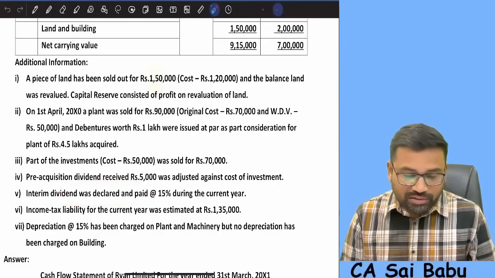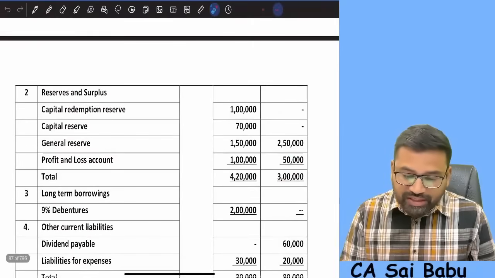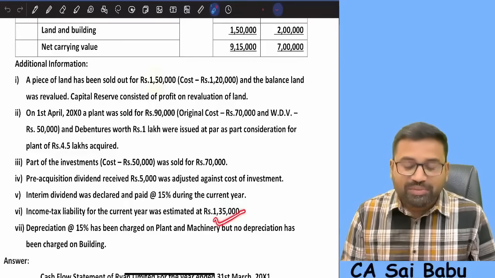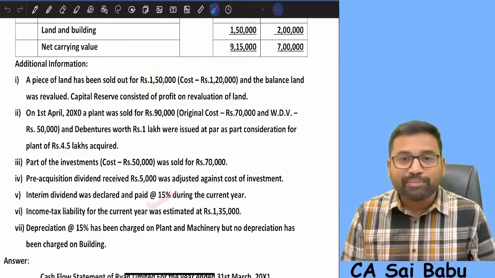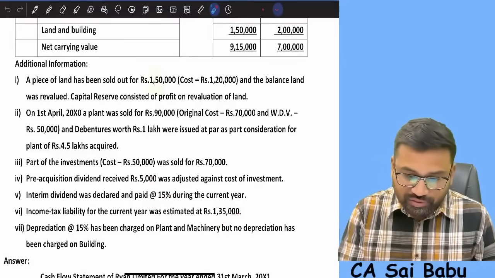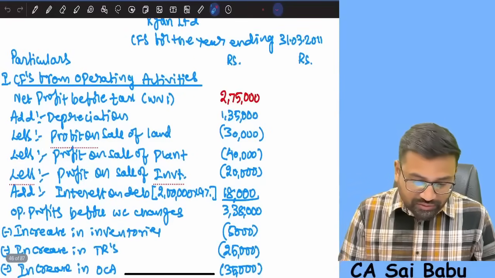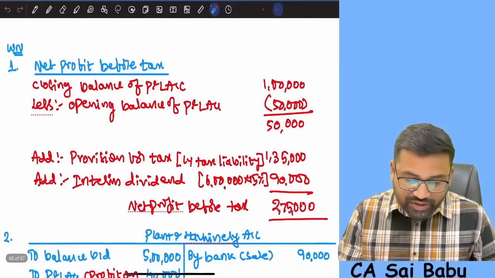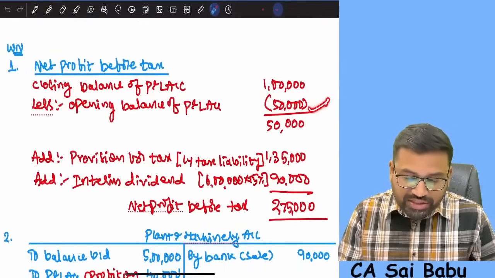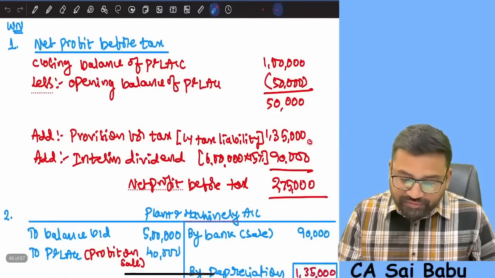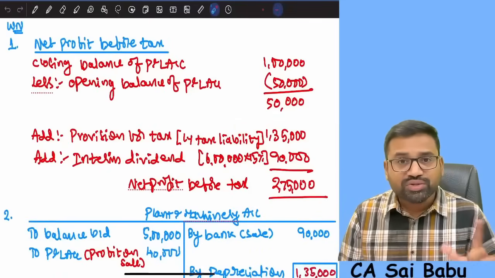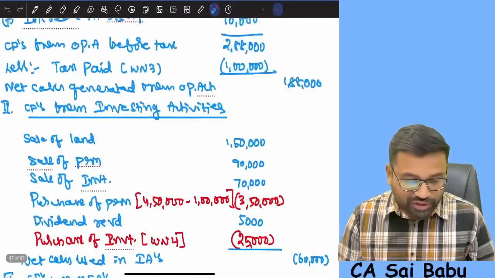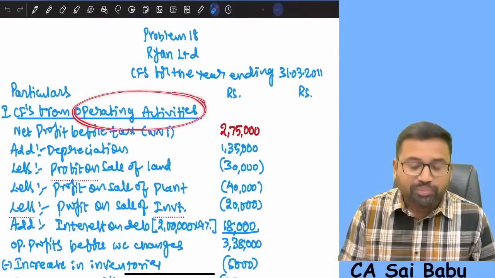So add back. In this case, take the difference in the P&L account, 50,000. For that, add back current year tax liability, add back interim dividend. You will get net profit before tax. You look at the solution. See this. First we start with net profit before tax. How did we get this net profit before tax? First we take the closing balance of P&L 1 lakh minus opening balance 50,000. Provision for tax, that is current year tax liability given in the question, 1,35,000. Interim dividend 90,000. So 2,75,000 is the net profit before tax, which is the starting point to arrive at cash flow from operating activity.